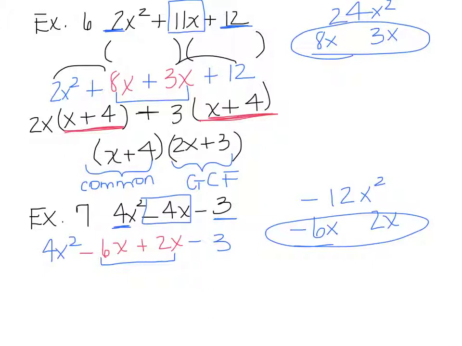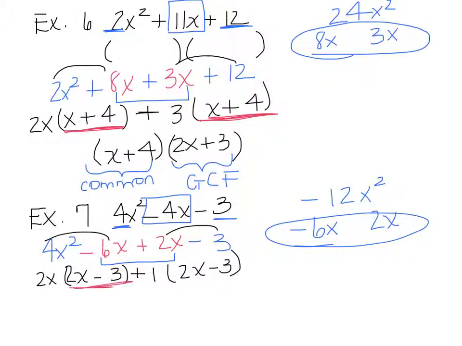Okay? Then you're going to do grouping again. The first 2 terms have a 2x in common, and that'll leave x or 2x minus 3. And the only thing that the next 2 have in common is a 1. And that leaves 2x minus 3. Okay, you always want to check to make sure those are the same. That's what they have in common.